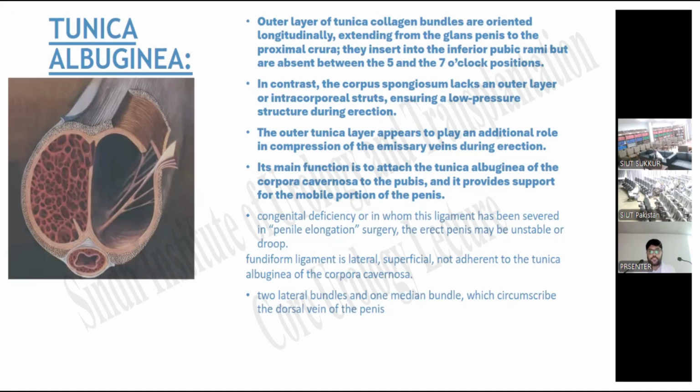Its main function is to attach the tunica albuginea of the corpora cavernosa to the pubis, and it provides support for the mobile portion of the penis. Congenital deficiency or severance of this ligament, as in penile elongation surgery, the erect penis may be unstable or drop. Fundiform ligament is lateral, superficial, not adherent to the tunica albuginea of the corpora cavernosa. Two lateral bundles and one median bundle circumscribe the dorsal vein of the penis.